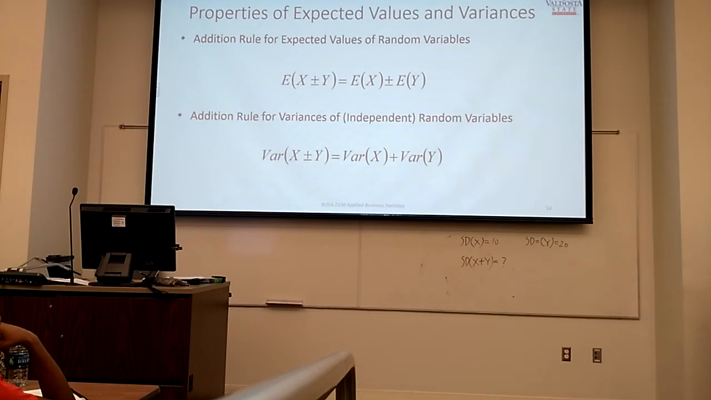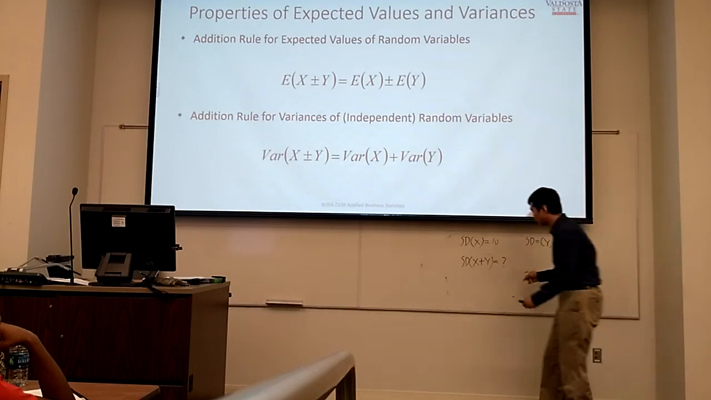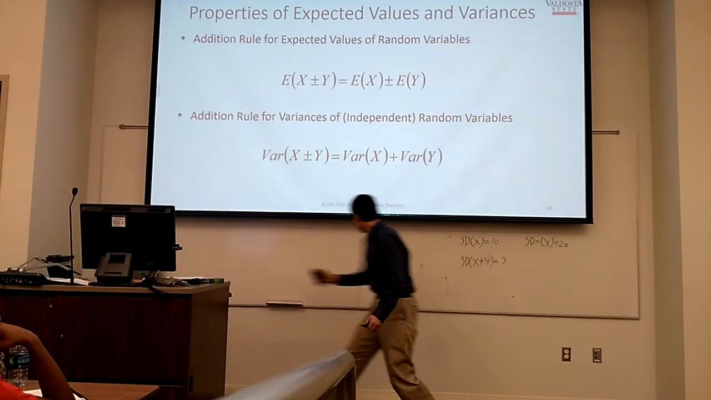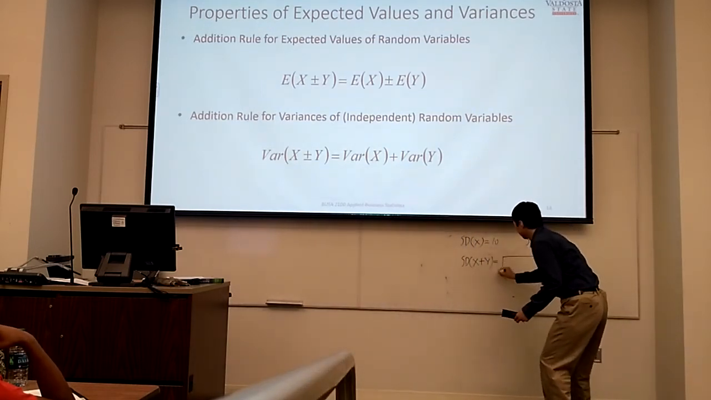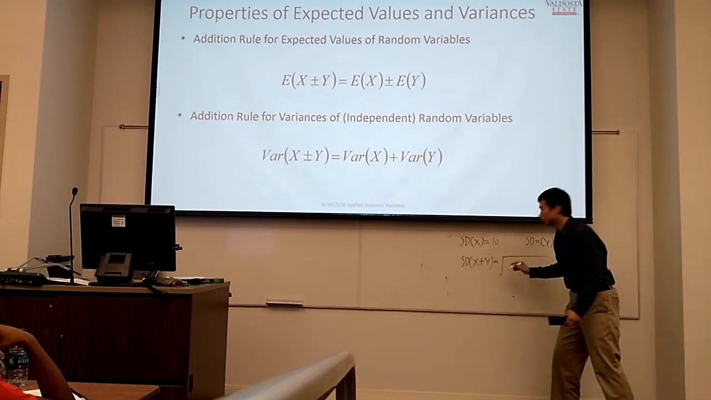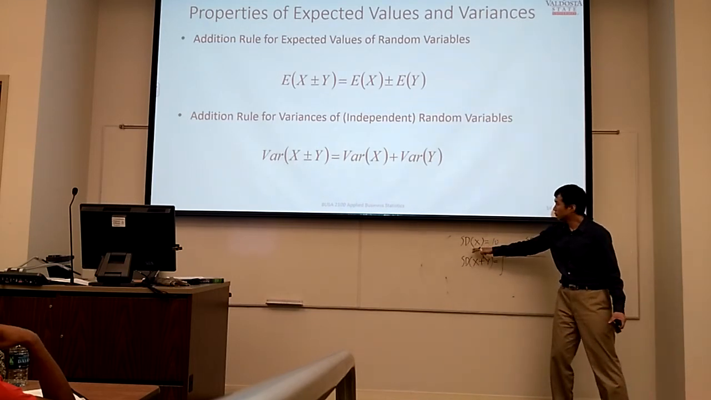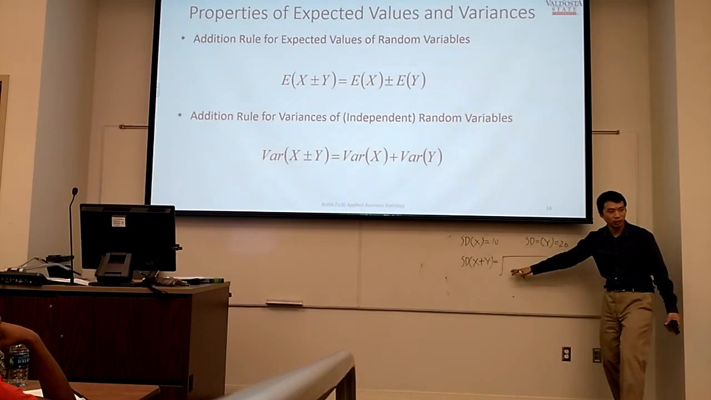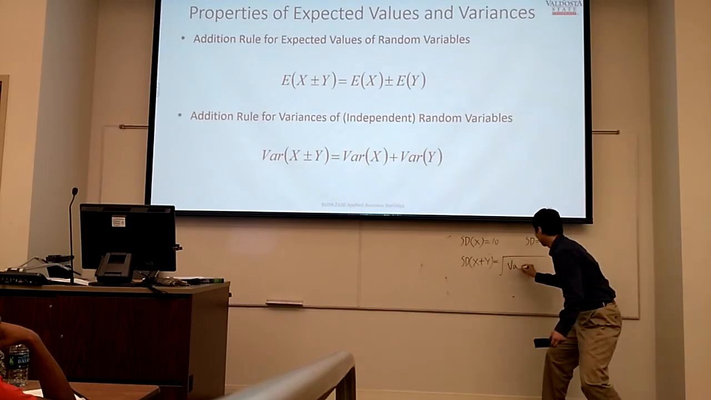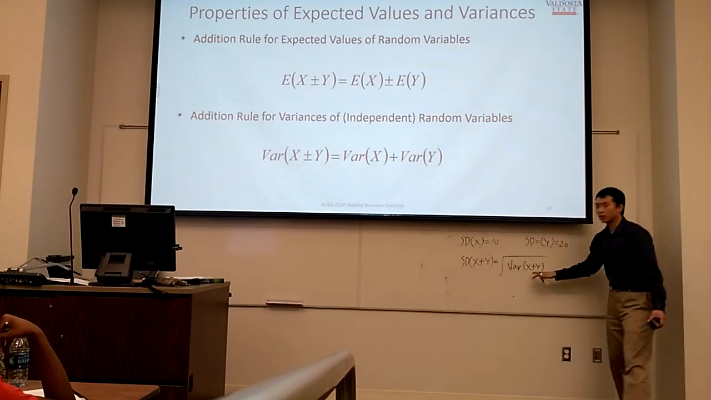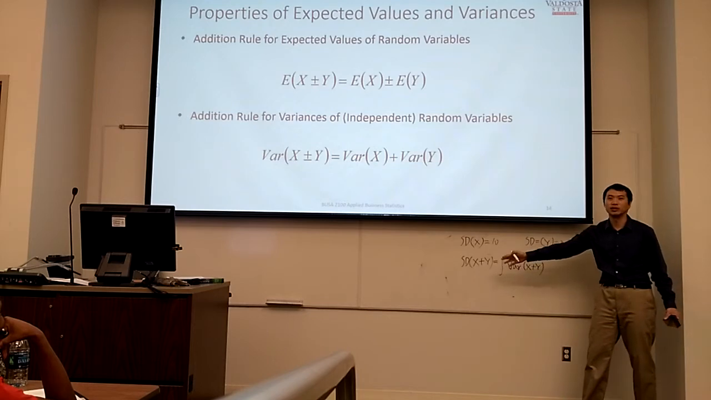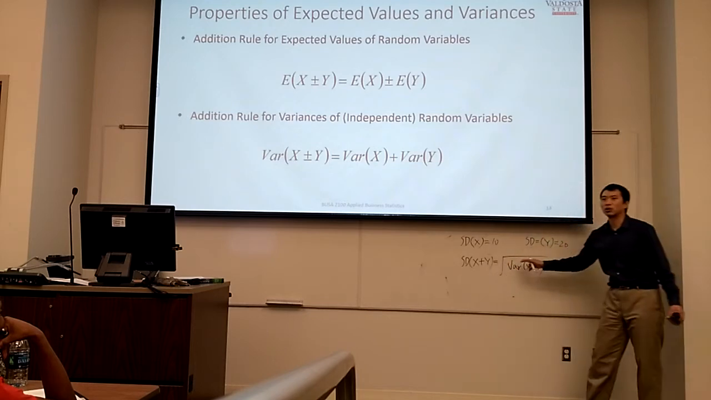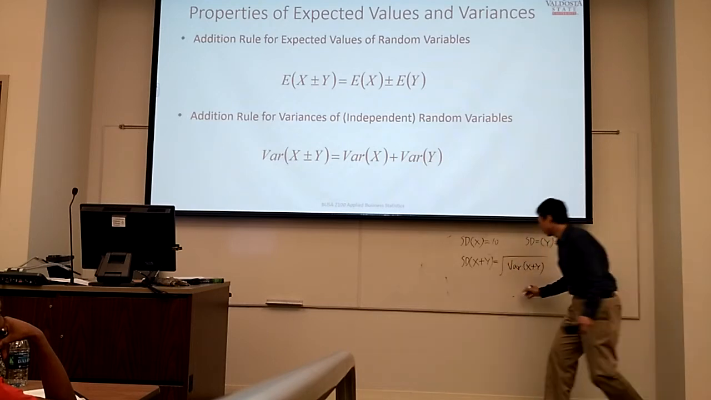Equals the square root of the variance. Is this correct? Because that's the definition of standard deviation, right? Standard deviation is the square root of the variance. Okay?